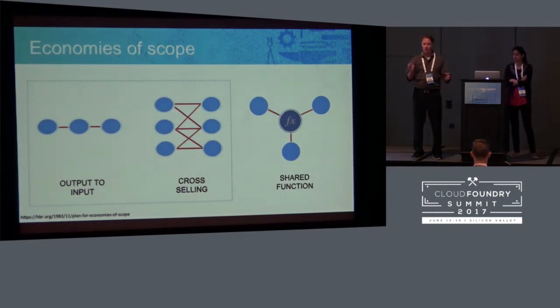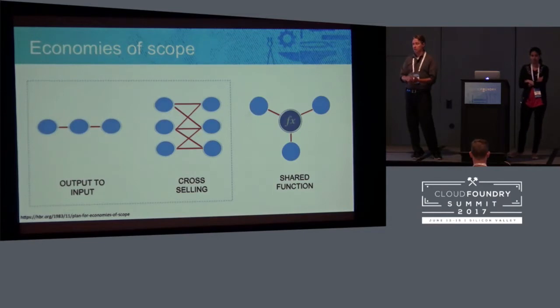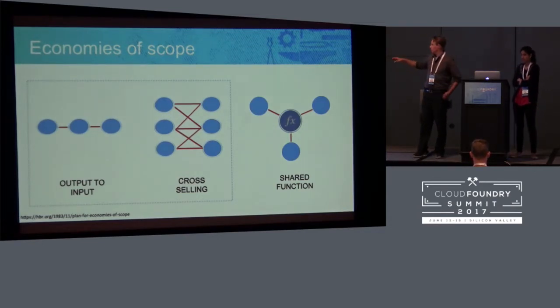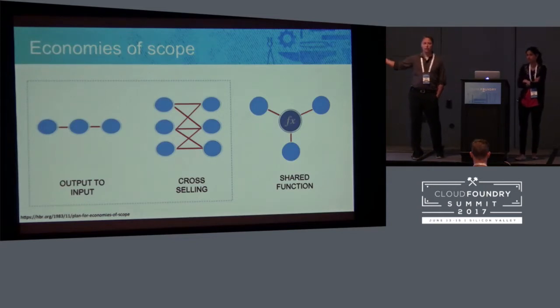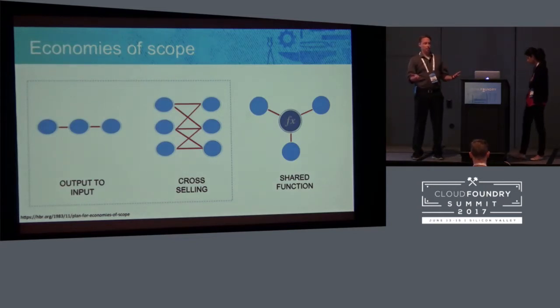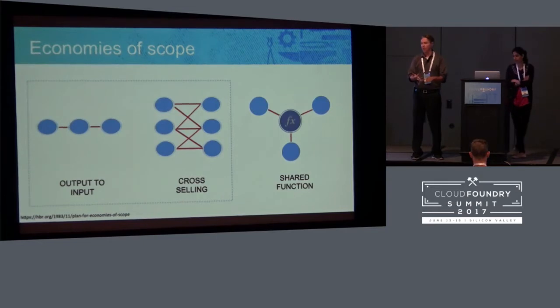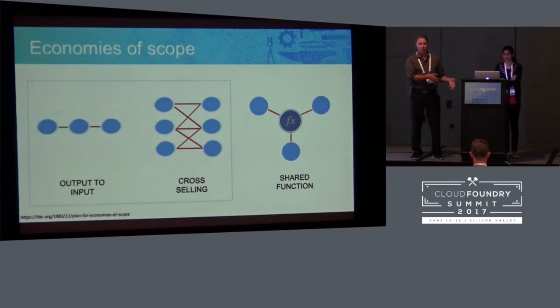Okay, wait a minute. What does that mean? Well, turns out that's actually pretty straightforward too. Here are some examples. The idea of an economy of scope is when you have maybe a shared function. So we all know that there's only one finance and HR and accounting department at your company, right? I mean, it'd be stupid to have a separate finance and HR and accounting for every separate department. That would be kind of weird. So that's your shared function. You get an efficiency because you're leveraging it.